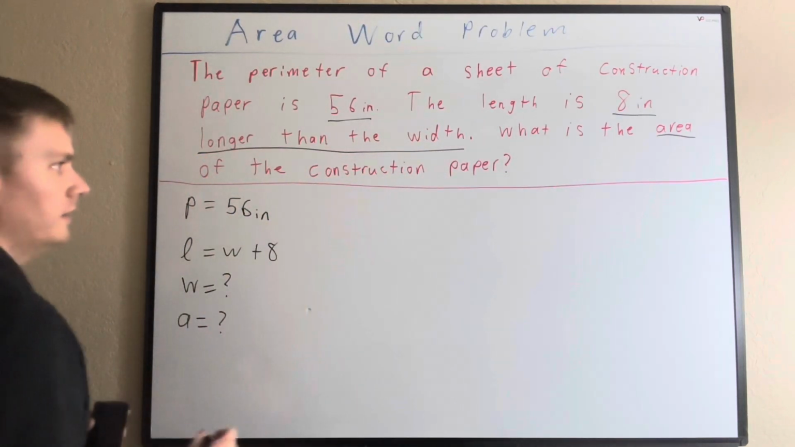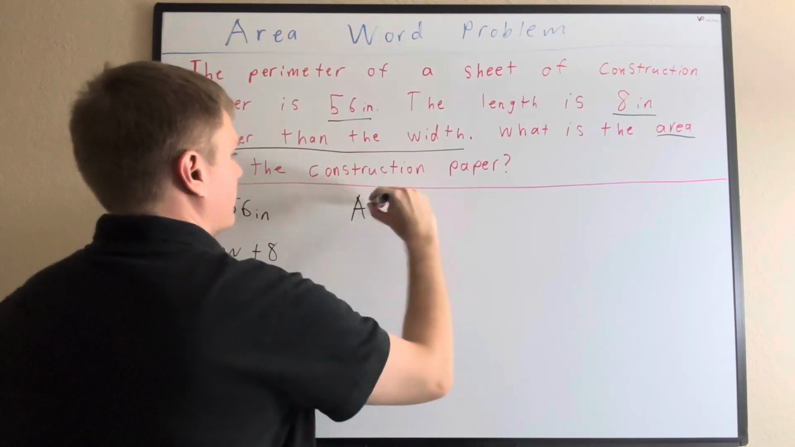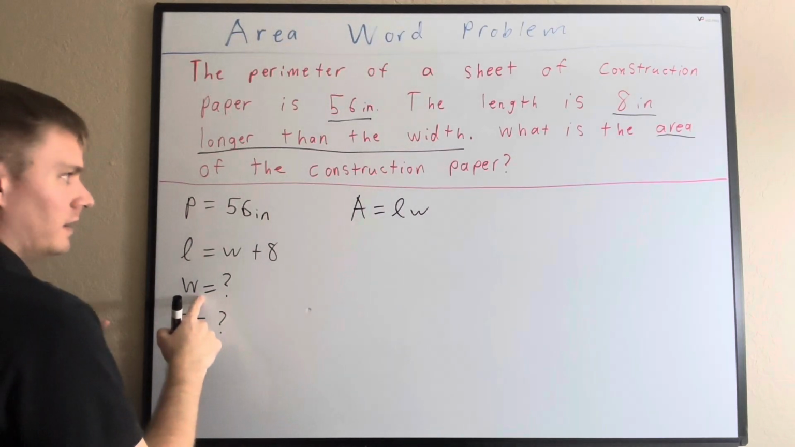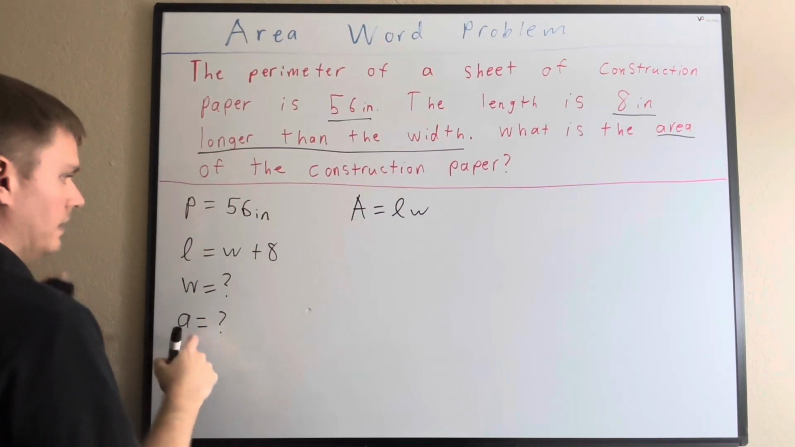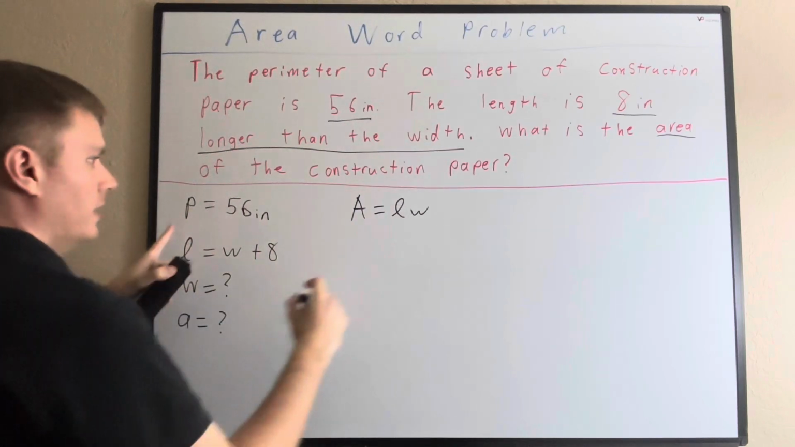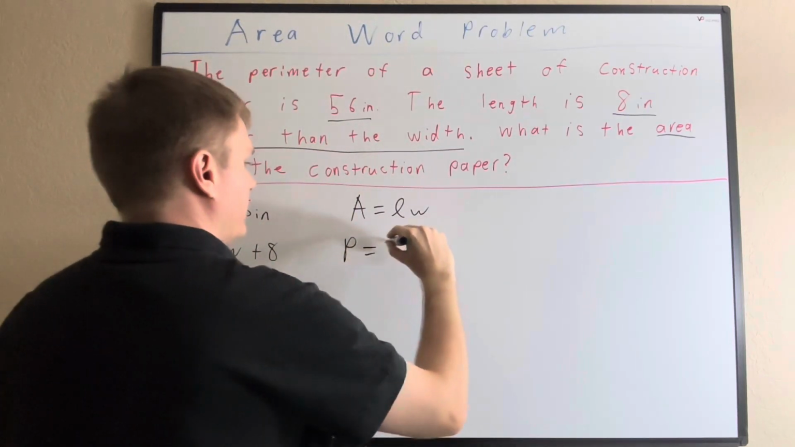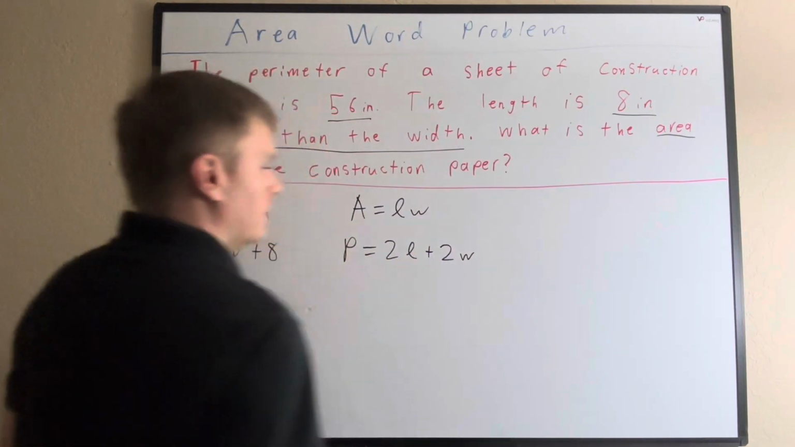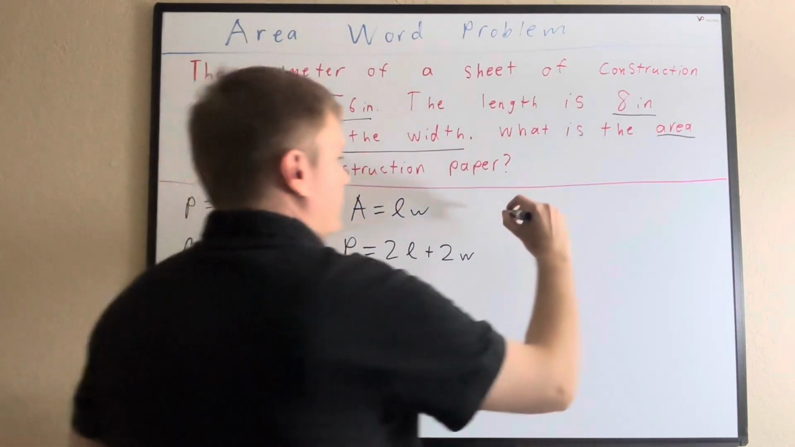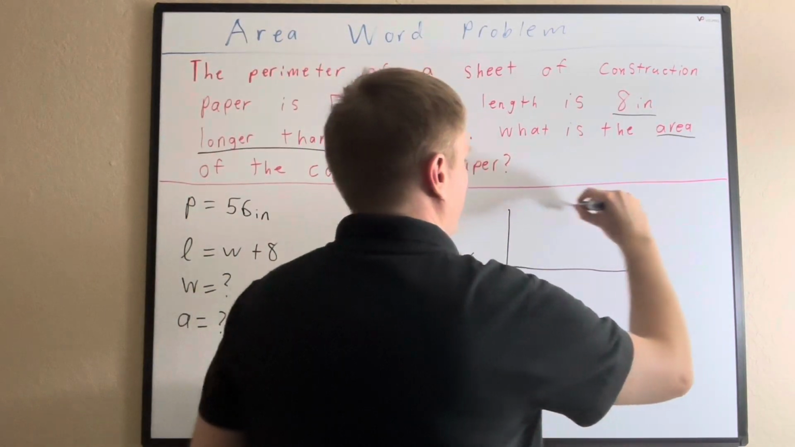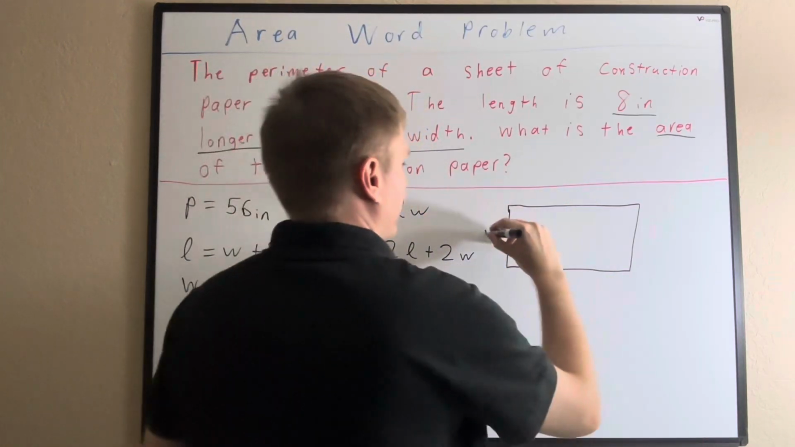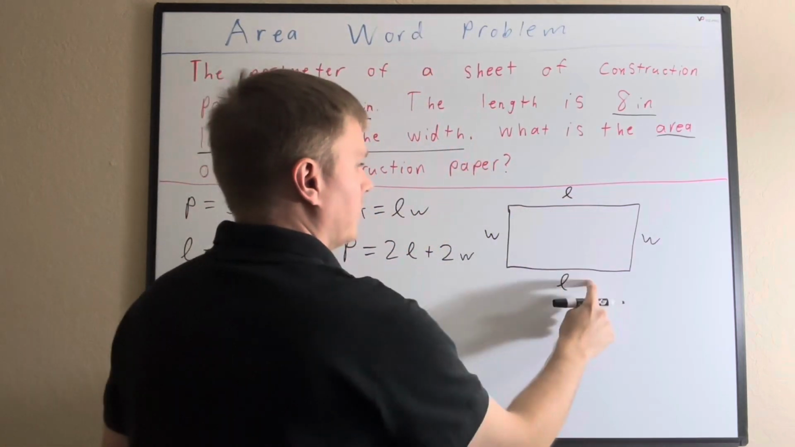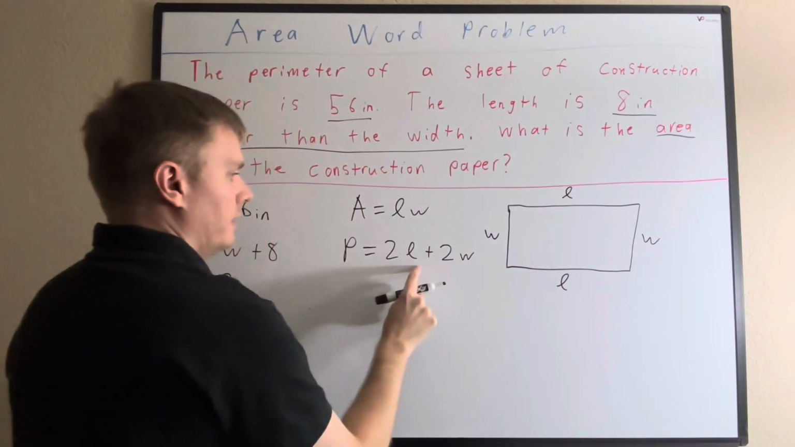Okay. Well, what's the formula for area? Length times width. Okay, so we need W before we can find A. How are we going to find W? Well, what's the equation for perimeter? 2 times the length plus 2 times the width. Right? Because we're talking about a rectangle here, piece of construction paper. And we have width, and length here, and length here. So we have 2 of the length and 2 of the width, right? So that's why it's 2L plus 2W.